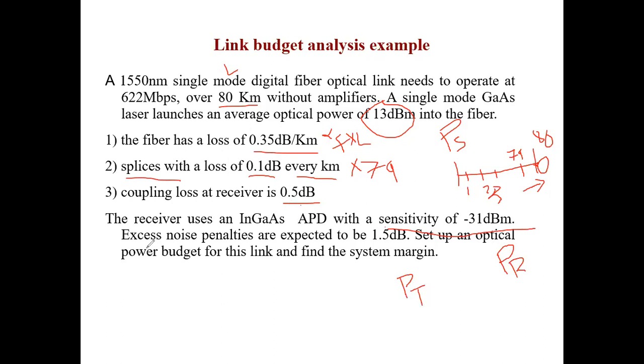Then in the next point they have written excess noise penalties are expected to be 1.5 dB. So because of noise there is extra loss. So again I will subtract 1.5 dB from PT. Then what they have asked us is to set up an optical power budget for this link and find the system margin. So this is the question. Please write down the question in whatever way you want, but each and every word is important. As we will be solving, you will see that many confusions will come, provided you are actually paying attention.